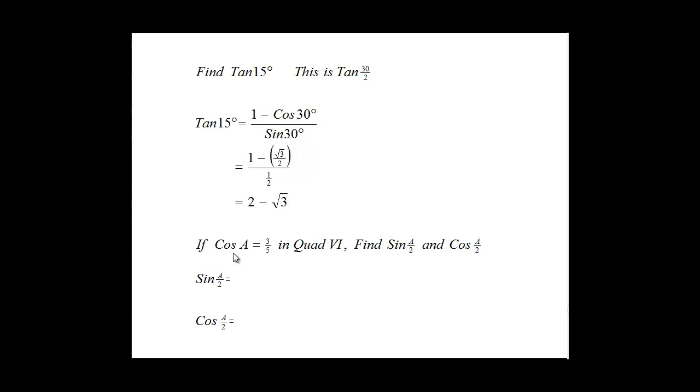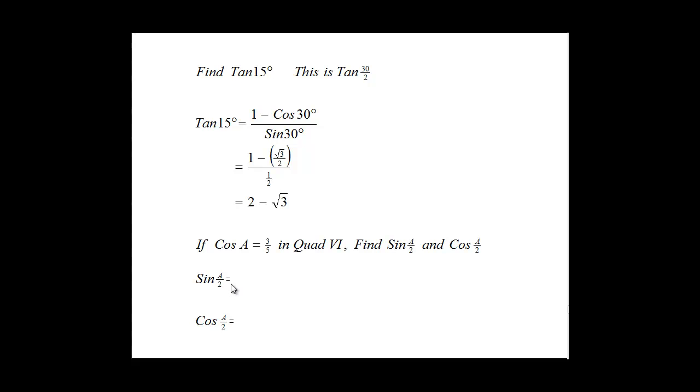Okay, suppose cosine a is 3/5. We're in the fourth quadrant. Suppose you want to find sine of half of a and cosine of half of a. Well, if you're in the fourth quadrant, pick a number like 330. Cut it in half. 300 is easier. Cut it in half is 150, which is in the second quadrant.